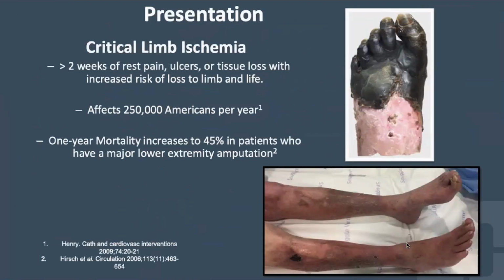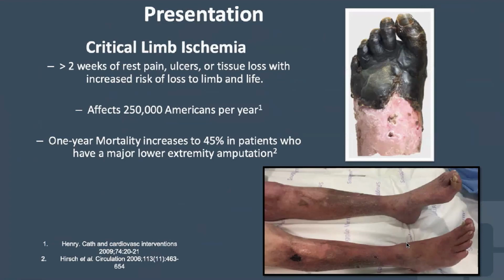This is a little out of order, but we were talking about progression of asymptomatic to claudication. Well, the next category is critical limb ischemia in these patients with PAD. And it's a simple definition. Critical limb ischemia is greater than 2 weeks of rest pain, ulcers, or tissue loss with the increased risk of loss of limb and life.